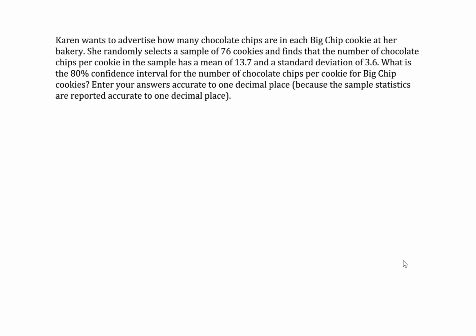Okay, so let's dig through and find out what we are supposed to do here and work from there. All right, so the question is, what is the 80% confidence interval for the number of chocolate chips per cookie for the Big Chip cookies? Yeah, that's what they're called. Okay. All right, so constructing a confidence interval.